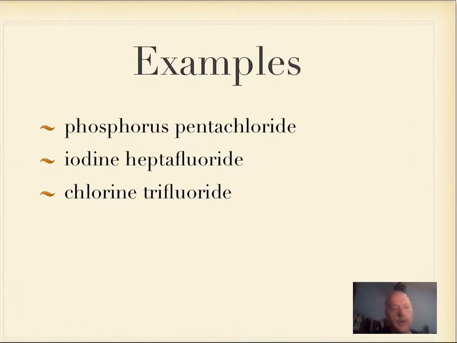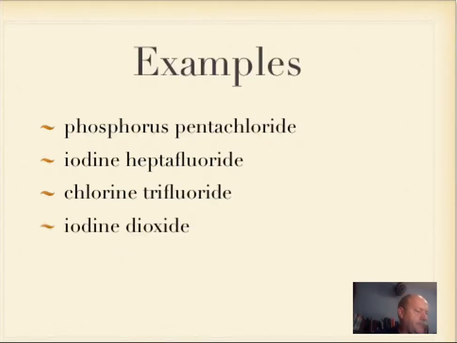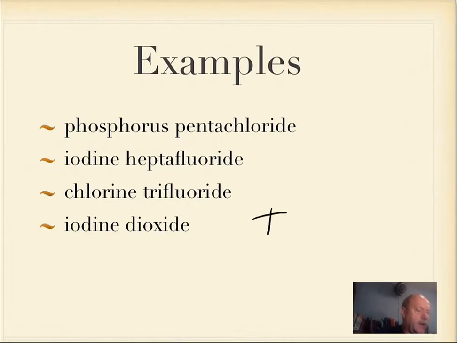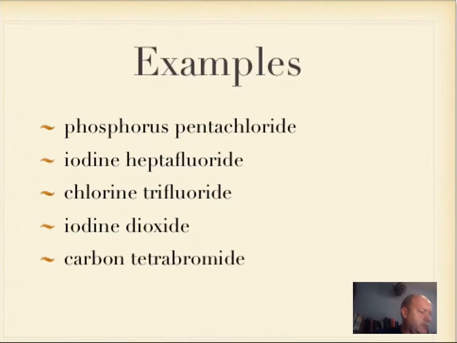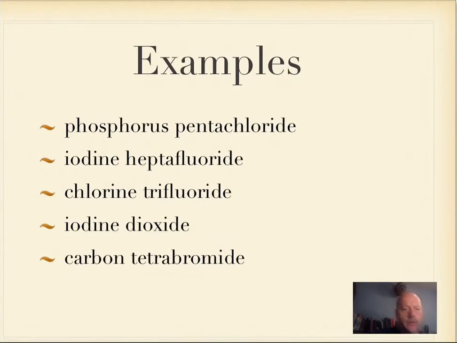Chlorine trifluoride, once again, no prefix, so it must just be 1, so it's Cl. And trifluoride means there's going to be 3 fluorines. And just put them in the same order that they're listed in. Just keep going with that. Iodine dioxide, IO2. Okay. Carbon tetrabromide. So carbon is C. Tetra means there's 4, so we're going to have 4 Brs. So CBr4.